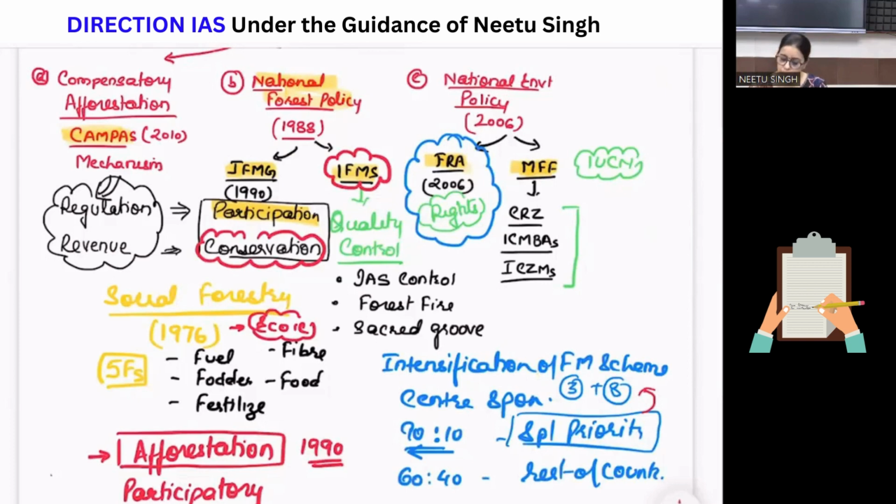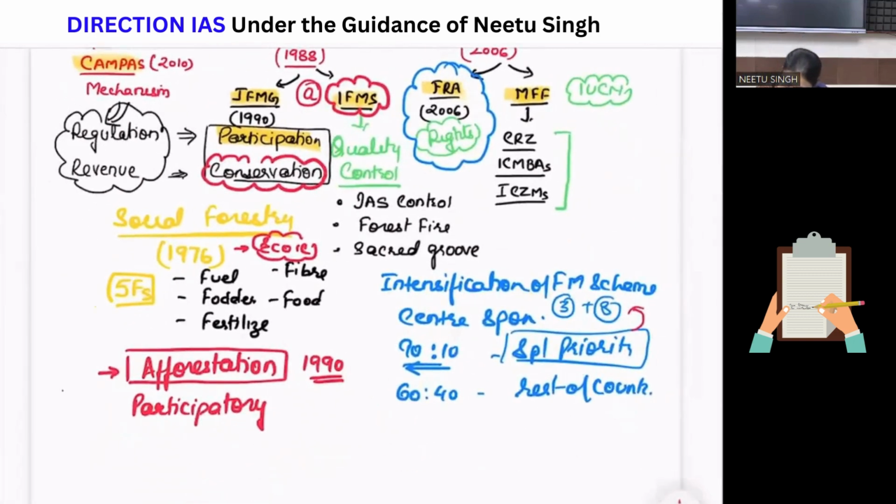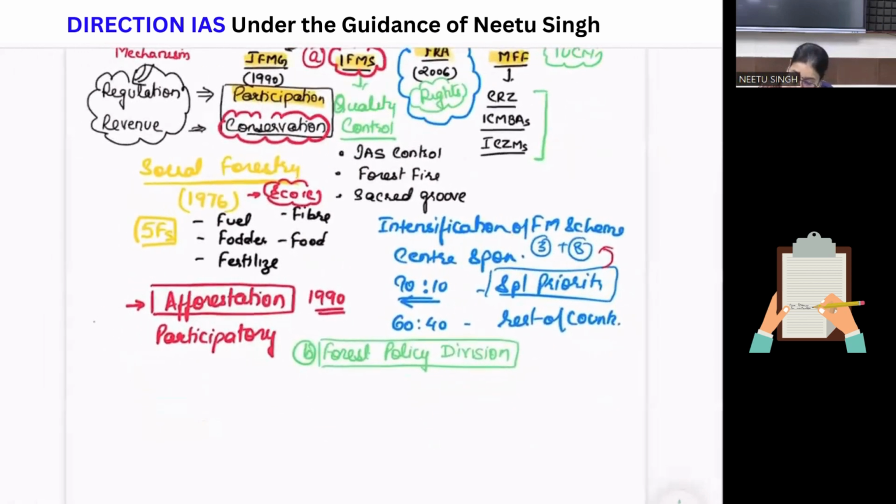So conservation part A is going with IFMS, and conservation part B will go with Forest Policy Division. Forest Policy Division is basically an external arm of forest conservation in the country. How do I apply the functioning of forest policy division?